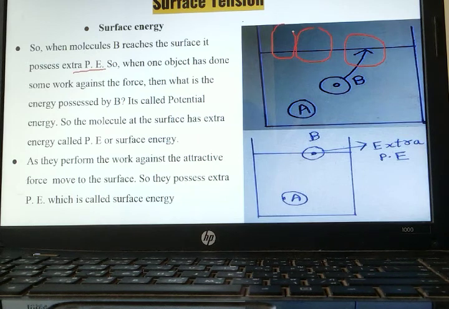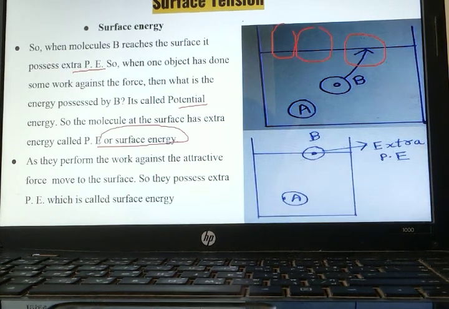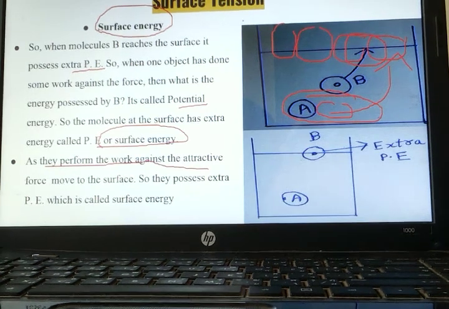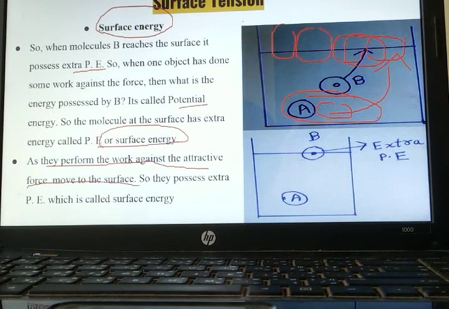Whatever energy is there, it has been stored in the form of surface energy. जब भी molecule B इधर था, he has fought with all the molecules near to him. लड़ाई करने के बाद it has moved to the surface. As soon as it has gone to the surface, it has some sort of extra energy. Now this extra energy is called surface energy. ये extra energy को क्या बोलते हैं? Surface energy, as they perform work against the attractive force while moving towards the surface.